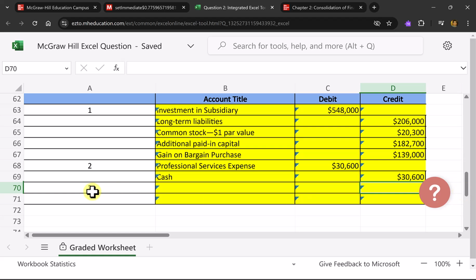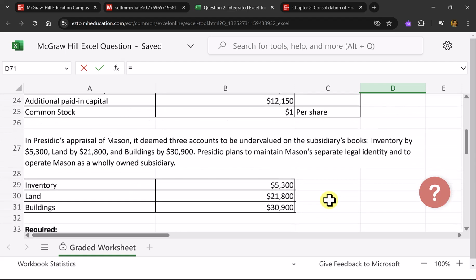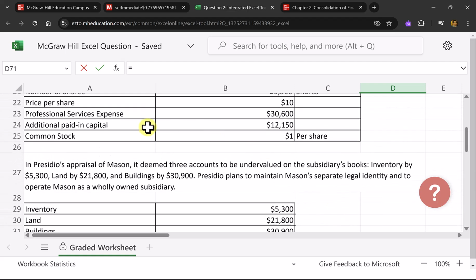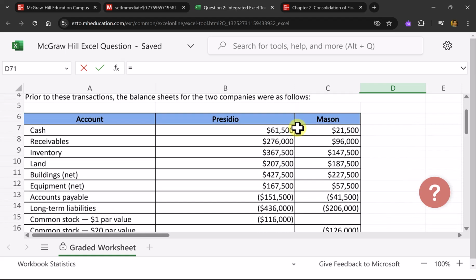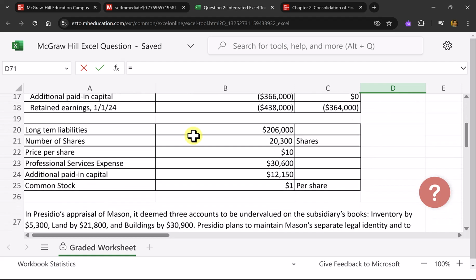And our last journal entry is the, let me do the cash credit first. And the amount. This amount right here, this is for that stock issuance. This amount here. And they're actually telling you the account to debit right here.